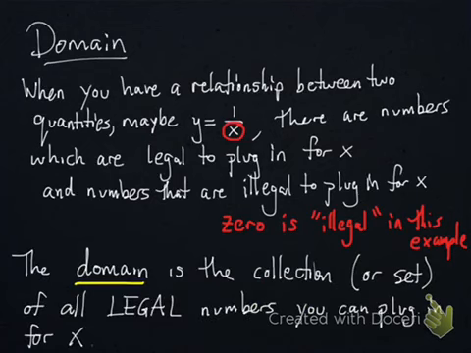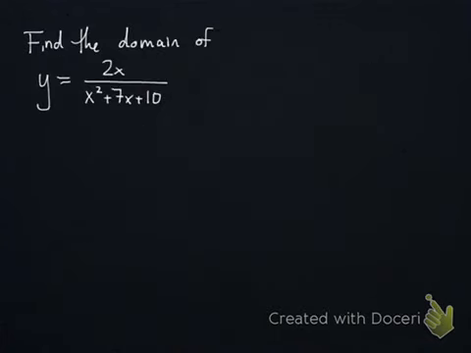So here's what the domain is. The domain is the collection, or the set, of all legal numbers that you can plug in for x. All of the legal ones that you can plug in for x, that's your domain.